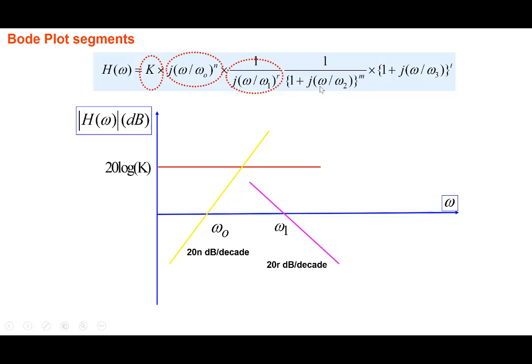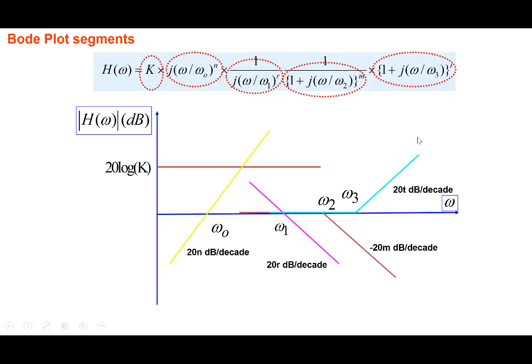And this particular term here, we've already seen how to sketch this. So till omega 2 it is 0, and then beyond that, because it is raised to the power m, it is minus 20 m dB per decade here. And this particular term will be constant 0 till omega 3 here, and then it will increase at 20 t dB per decade here, right? So each one of these terms can be individually sketched, and then of course you can combine them together to get the final values here.